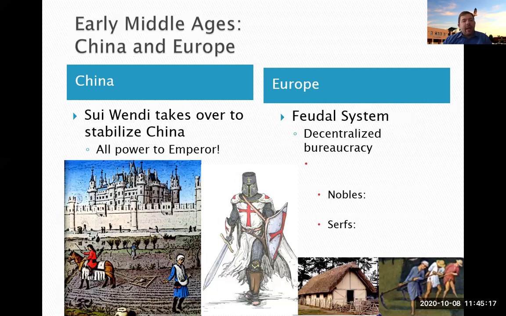As we look ahead again in China, we know that their emperor has taken all the power and centralized power as one giant bureaucracy where all the powers go into the emperor. Europe is completely the opposite. Europe is using a system we call the feudal system. And so now that we already know about a bureaucracy, we're adding a new word to that. So the feudal system is a decentralized bureaucracy. So what that means is it's the opposite of what we saw in China.